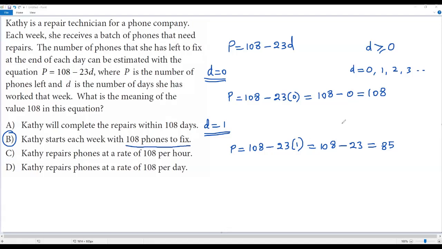So when D equals 0, we get 108. If D is equal to 1, she fixed 23 phones in 1 day. At the end of the first day, the number of phones left is 85. So the correct answer choice for this question is option B.